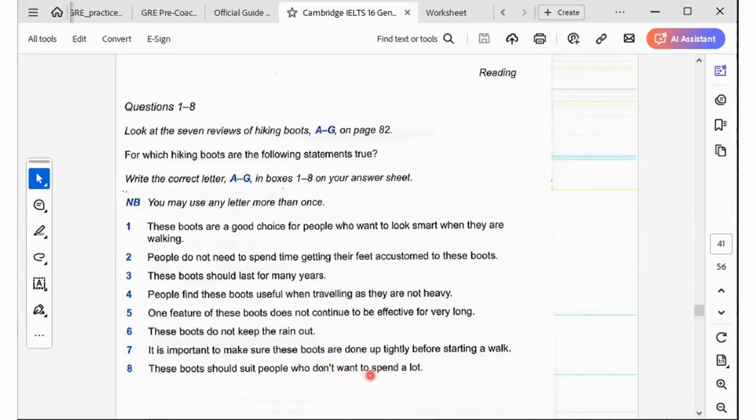Don't want to spend a lot. In other words, it's affordable. It's not expensive. That's it. Okay? Now, I've identified my keywords. I've read through the statement. I've identified my keywords. They've registered in my mind. The next thing to do now is to go to the passage and take it paragraph by paragraph.